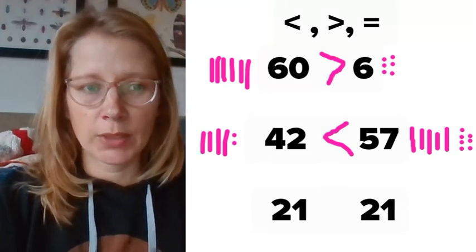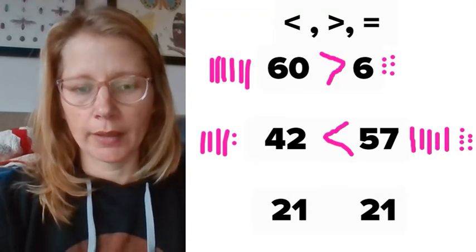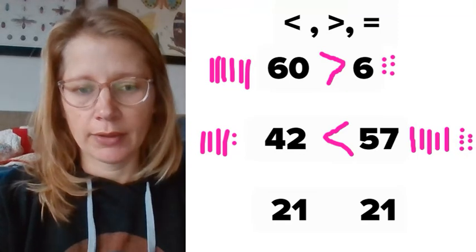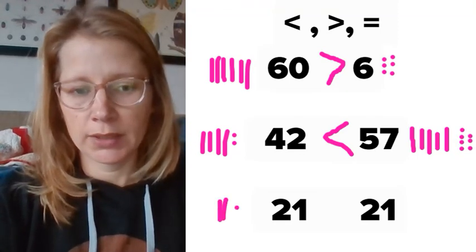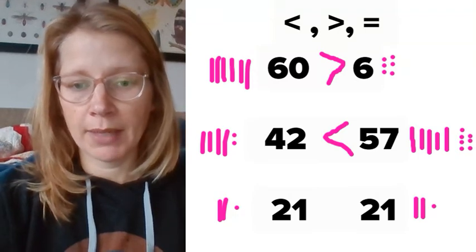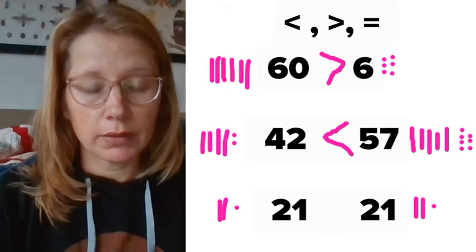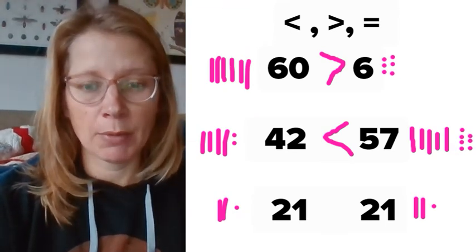All right, our last one is 21 and 21. Let's go ahead and draw our rods and dots for 21 and 21. So I have 2 rods for my number 2 in the tens place and 1 dot. And I have 2 rods in my tens place and 1 dot. Okay, when we compare our rods and dots, we see that they are equal. 21 is equal to 21. They are the same amount.